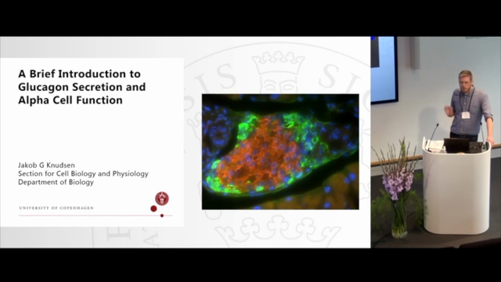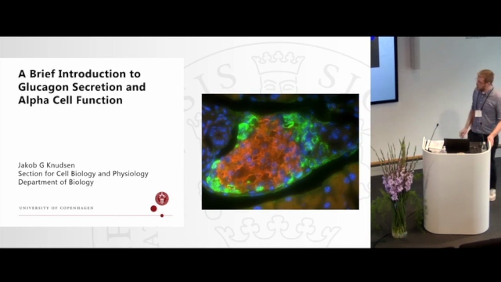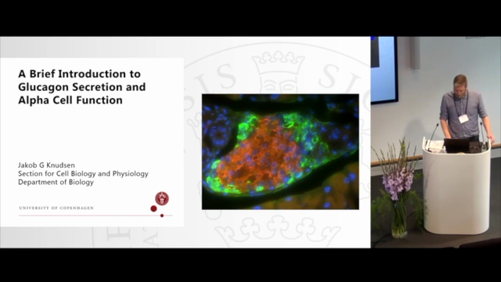So I'm going to give you the briefest of introductions, just a couple of slides on how glucagon secretion is regulated, and then I'm going to give you some thoughts on what I like to study the most, namely alpha cell metabolism. So you probably know that we are looking at an islet here, and we have glucagon in green and insulin in red, and as you can see, a very nice staining.